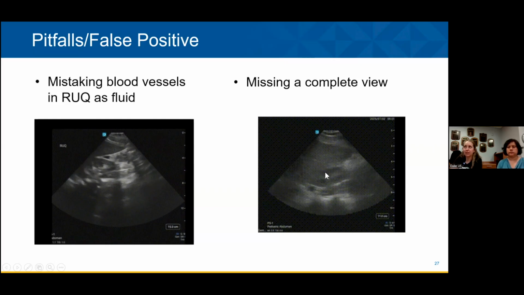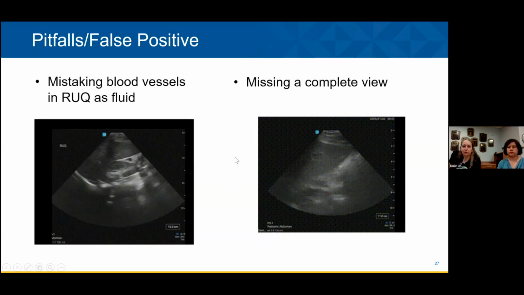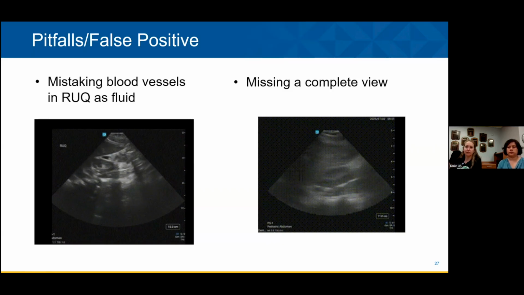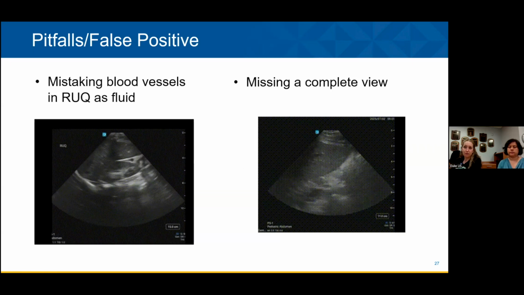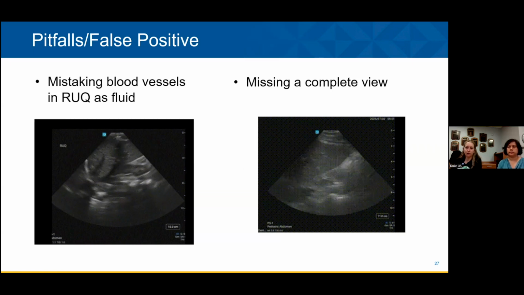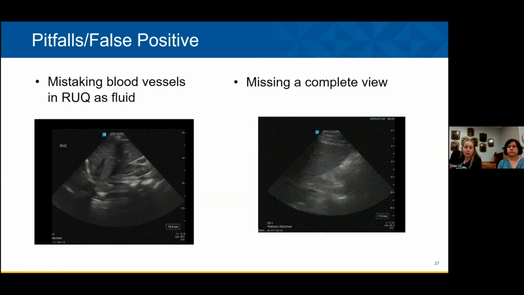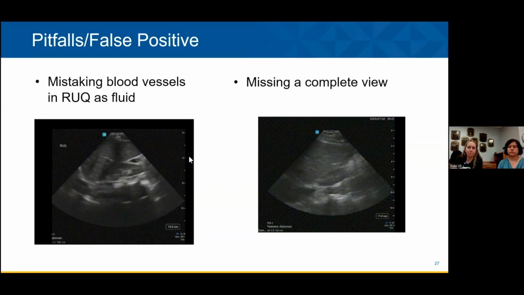And then the last one, I think, is just a general statement. If you aren't able to get a full view of the area of interest, then you may be missing things. So just being cognizant that if you're not really seeing the hepatorenal space, or you're not seeing the bottom of the kidney or the tip of the liver, you may be missing something. So just notice that.